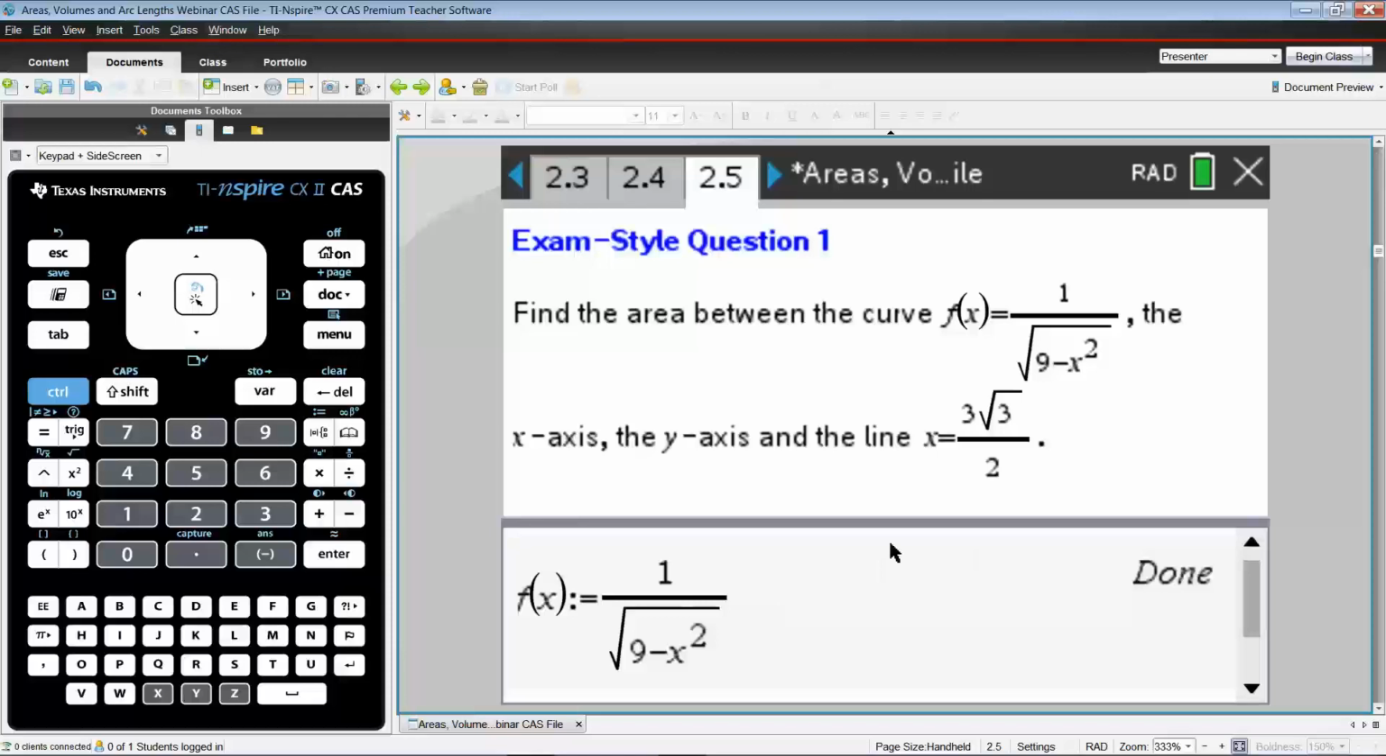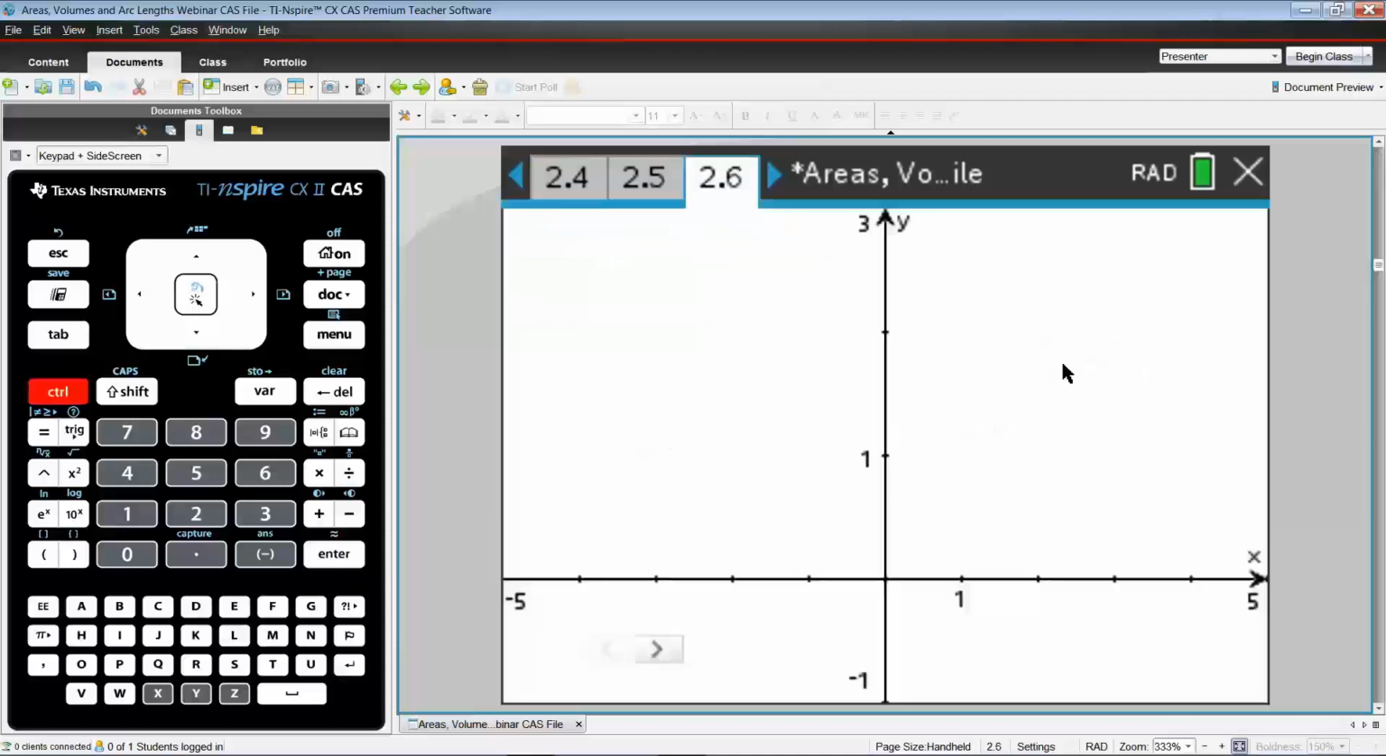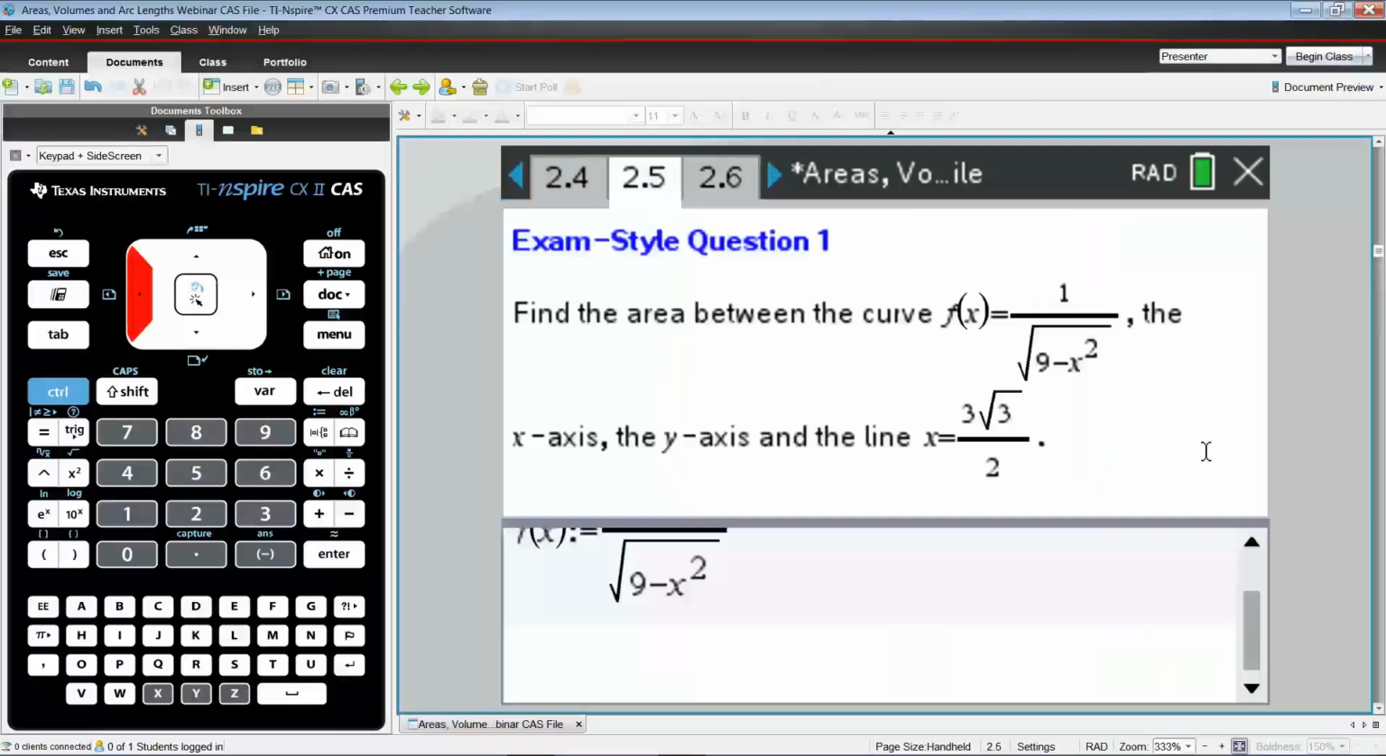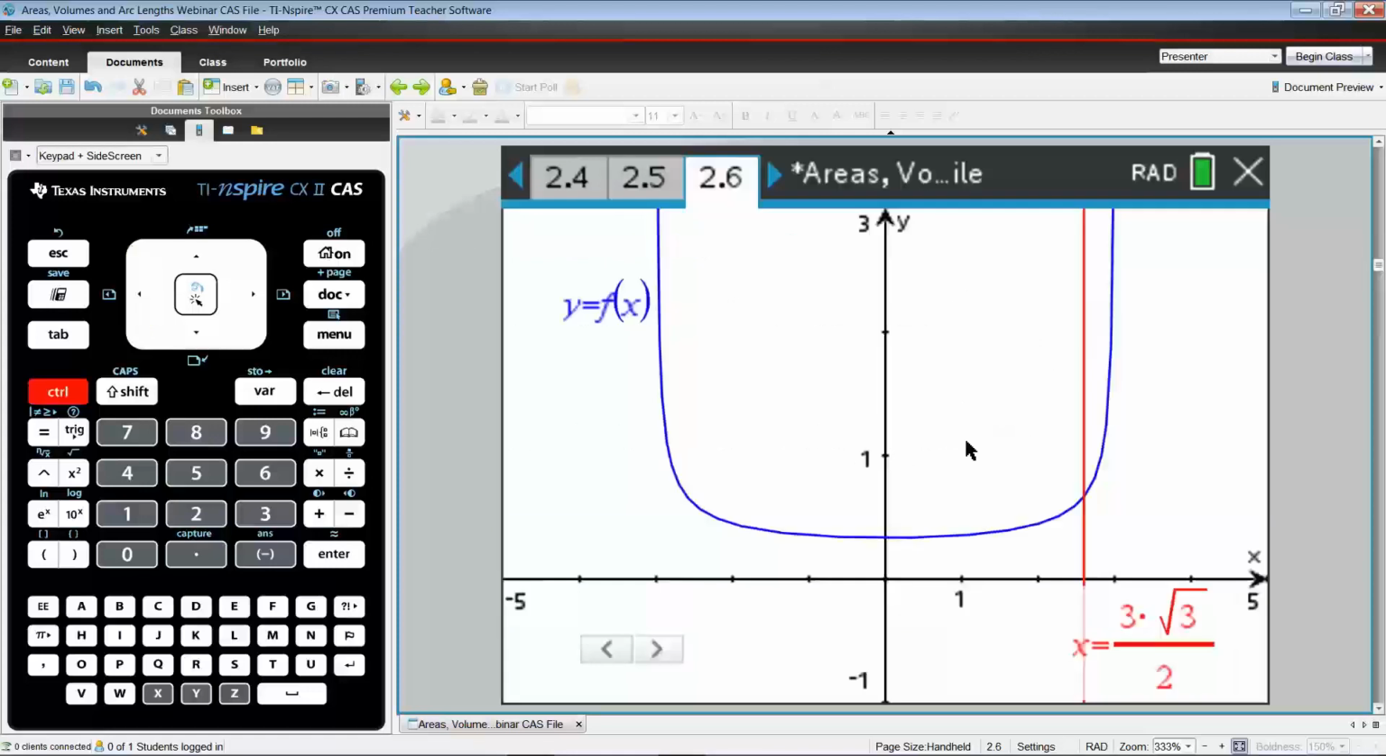All right, so let's have a look at what this region looks like before we actually go and find its area. What I've got here is a blank axis, and I'm going to show you how we construct this region. This is our function f(x), f(x) equals 1 over square root of 9 minus x squared. Here is the line x equals 3 root 3 over 2, because that's the line stated in the question.